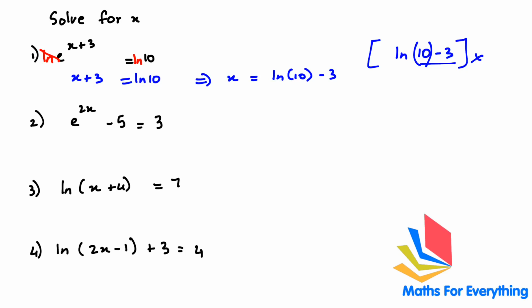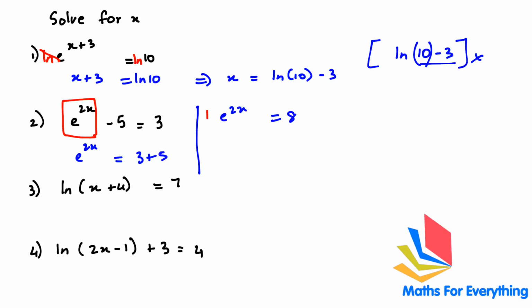Next question. e to the power of 2x minus 5 is equal to 3. What is our function here? e to the power of 2x. Before you put ln, you have to remove everything that is before or after the function. So let's start. We'll have e to the power of 2x is equal to 3 plus 5. So we have e to the power of 2x is equal to 8.